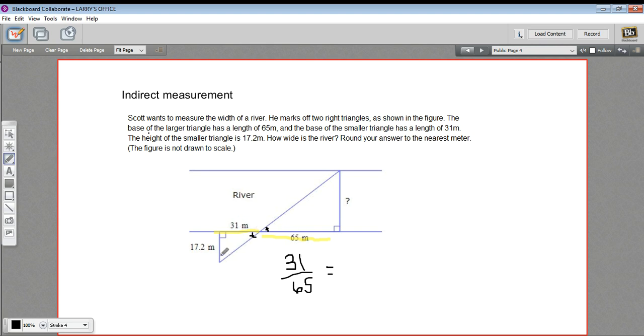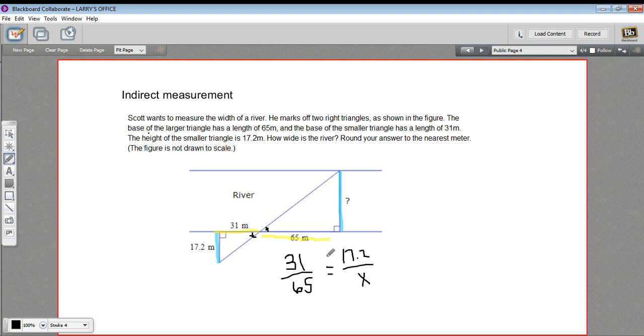Now I'm going to set that equal to the relationship between, let me grab a different color, this side and its corresponding side, which is this side. Now in my first ratio, I put the smaller triangle on top, the bigger triangle on the bottom. So I need to do that same order in the second ratio. So the smaller triangle is 17.2, and the larger triangle is what we don't know. So I'm going to put X in there. So this is a proportion. 31 is to 65 as 17.2 is to what we're looking for. And now I can solve this for X.